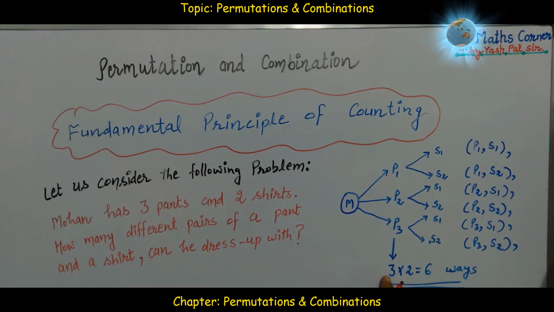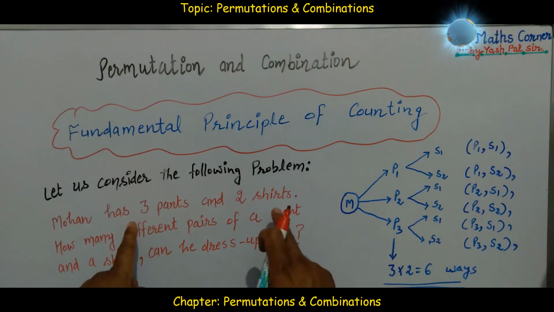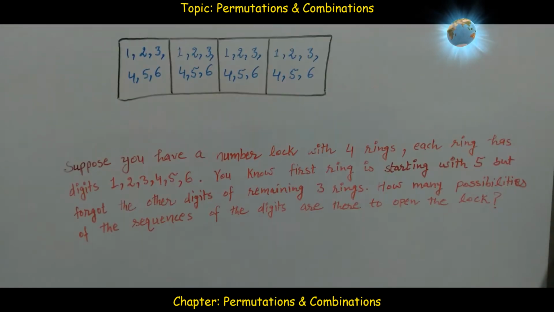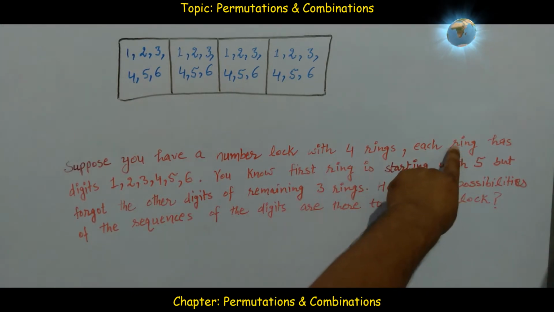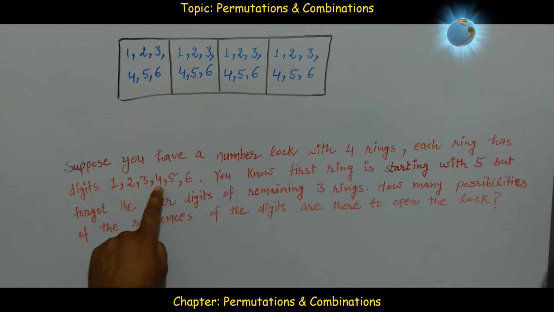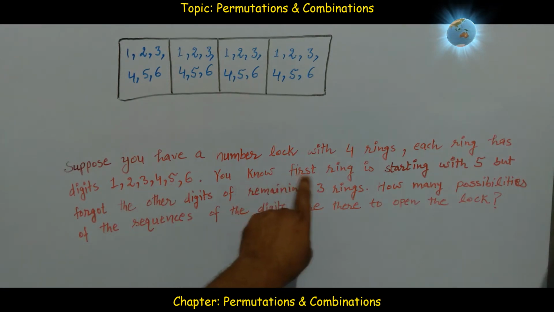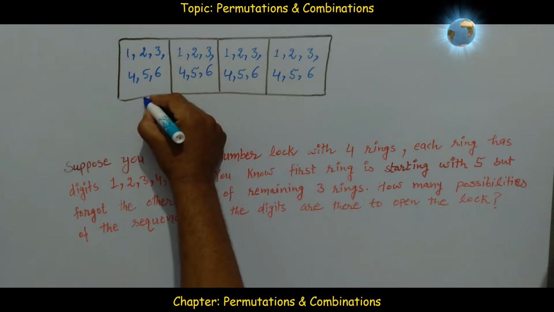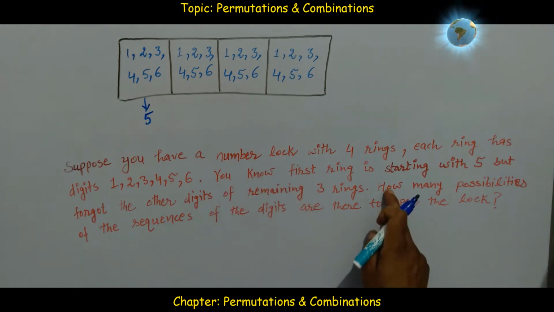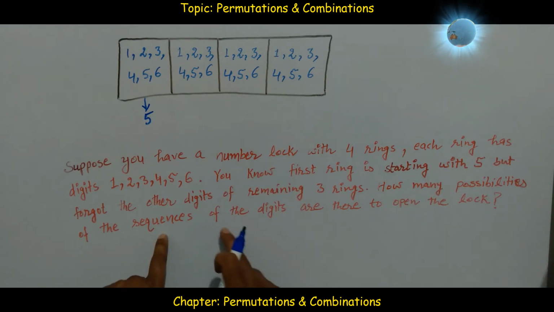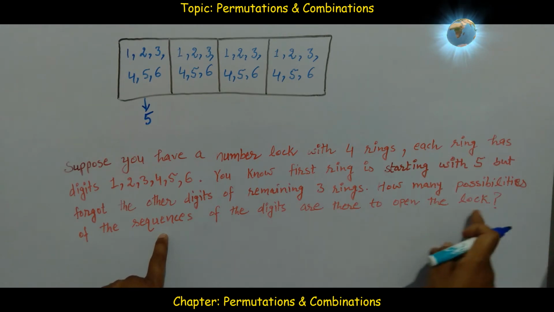Now, taking the help of this fundamental principle of counting, we can also count the total number of ways we can arrange the digits in the previous example. What was the previous example? Suppose you have a number lock with 4 rings. Each ring has digits 1, 2, 3, 4, 5 and 6. You know the first ring is starting with 5, but you forgot the other digits of the remaining 3 rings. How many possibilities of sequences of digits are there to open the lock?